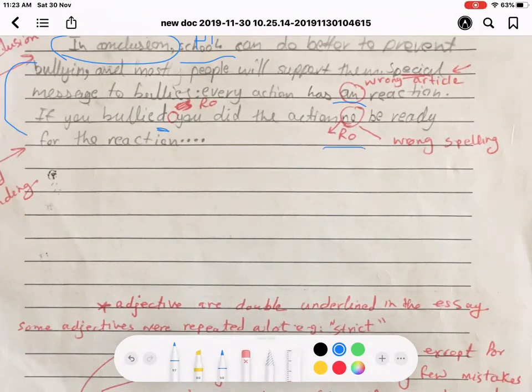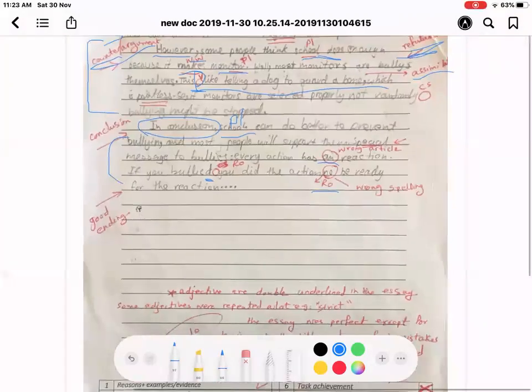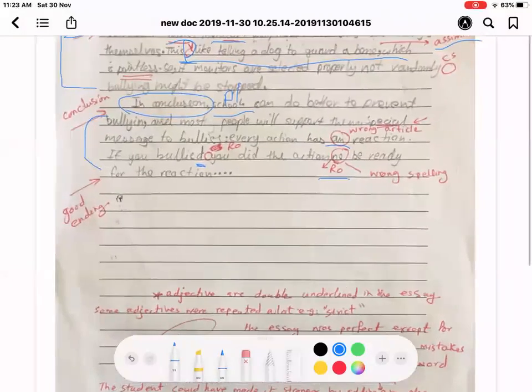Random sentence. No, it should be now. It should be now here. N-O-W, not N-O. Now be ready for the reaction. Overall, this is a good ending as well.